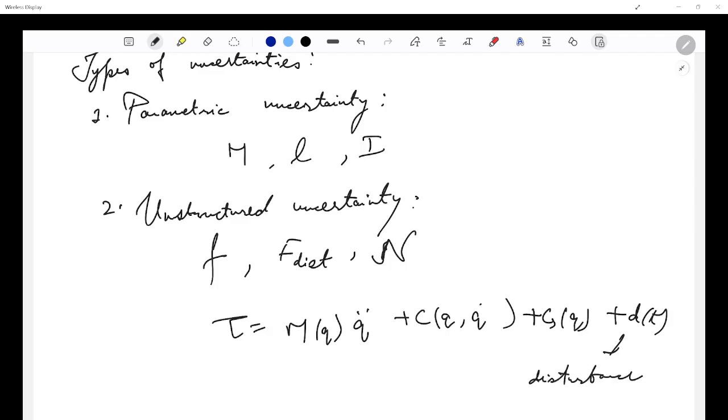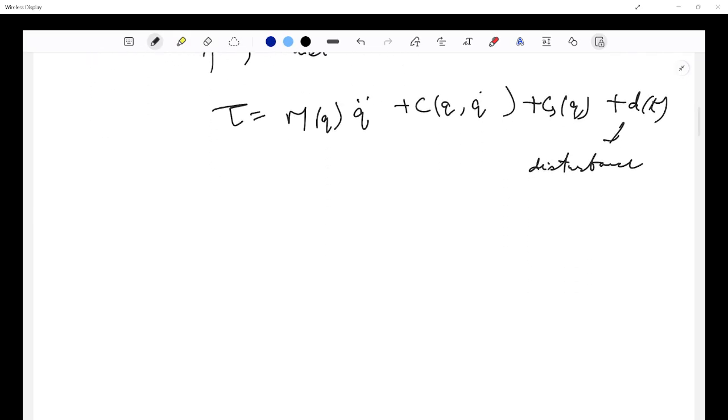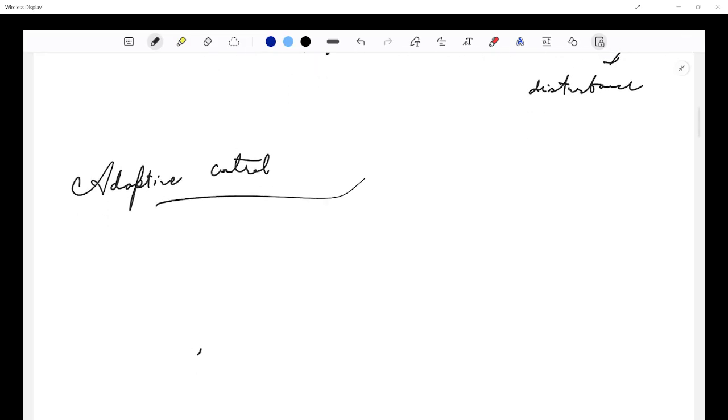So we come up with non-linear control methods, and let's talk about some of them. The very first thing that we can talk about is adaptive control. Instead of assuming the model is known, we estimate the parameters online. So what do we do in this case?